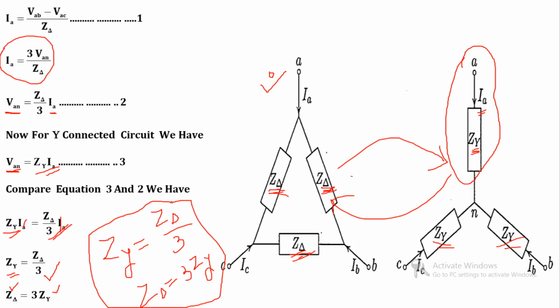Now let's consider a different case. If the impedances are not the same, then how do we convert delta to star and star to delta? So let's consider the case of different impedance in all the three phases.